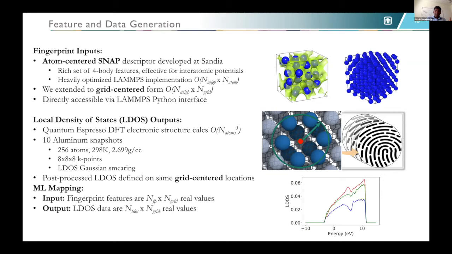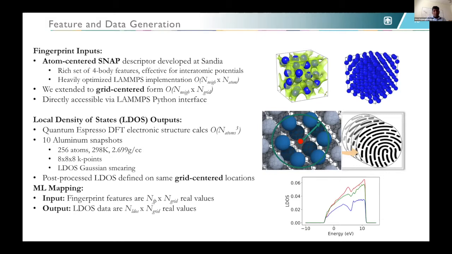So that SNAP fingerprint is rotationally invariant by construction. And that gives us the rotational invariance we are looking for in terms of the machine learning model. Number two, we calculate the outputs that we want. And these are the local density of states outputs.